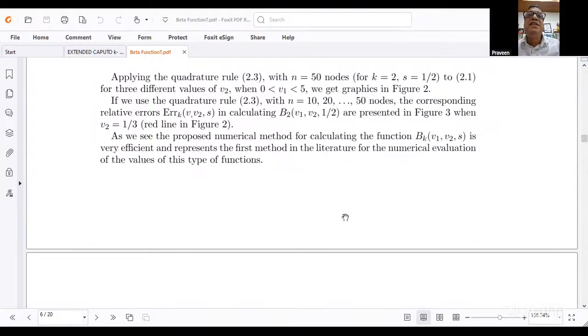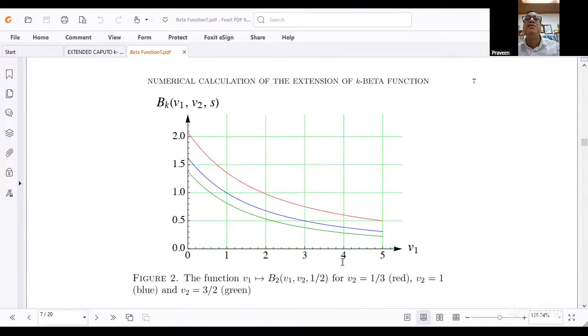So now we see the proposed numerical method for calculating the function B beta k nu 1 nu 2 s is very efficient and represents the first method in the literature for the numerical evaluation of the values of this type of function, which is given by these beautiful graphs. You can see that here. The figure shows the function nu 1 is beta 2, nu 1 equal to half, for nu 2 equal to 1 by 3, and nu 2 equal to 1 in the blue line, you can see here, this is the blue line, and nu 2 equal to 3 by 2 is the green line. So you can see that here.